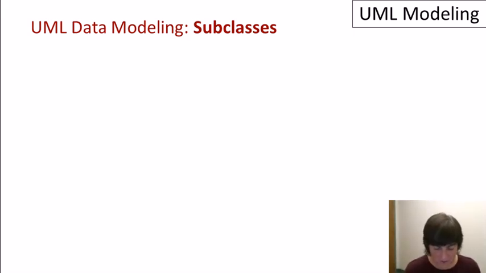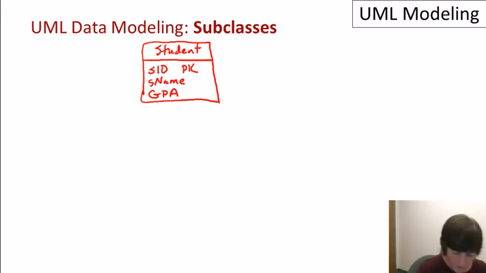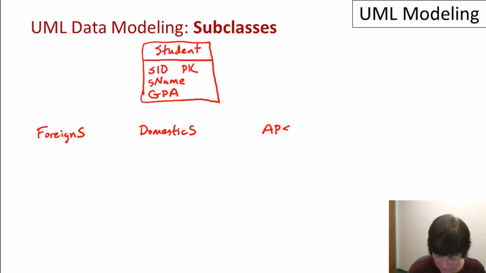For subclasses, we're going to do a fairly large example that involves students that we're going to separate into foreign students and domestic students. We're also going to separately specify students who have taken AP classes, and those will be our AP students. So we're going to have the student class as the top of our hierarchy, and the student class will again have the student ID, let's say the student name and GPA, and we'll say that the student ID is the primary key for objects in that class. We're going to have three subclasses. One is going to be the foreign students. We'll call it foreign S. One is going to be the domestic students. And then we're also going to have a subclass for AP students.